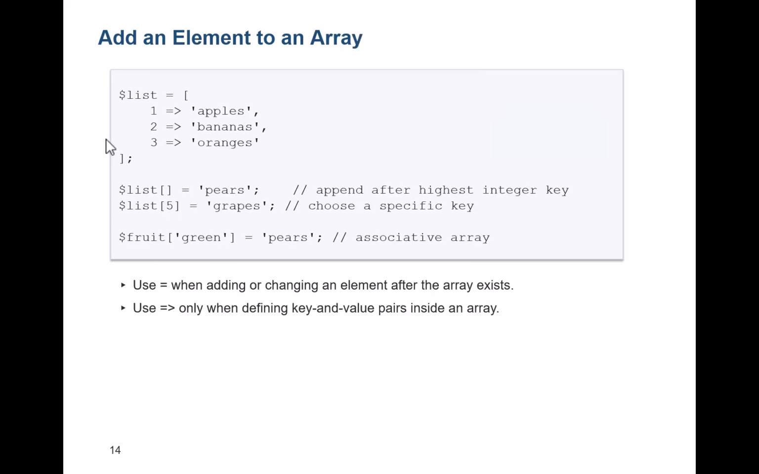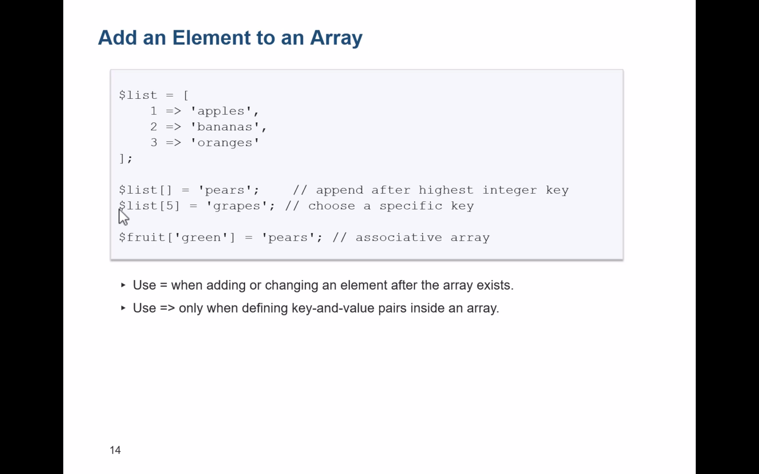Here is our existing array. To append a value after the highest existing integer key, use empty square brackets followed by the assignment operator. The assignment operator is 1 equal sign. Because the highest existing integer key is 3, PHP assigns the next integer key, which is 4.